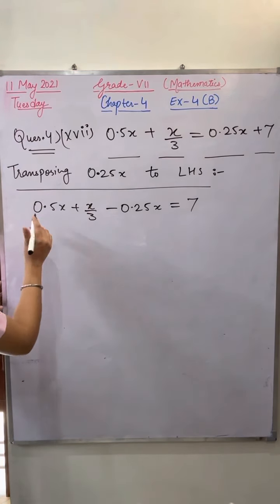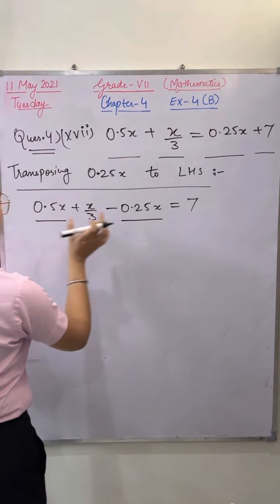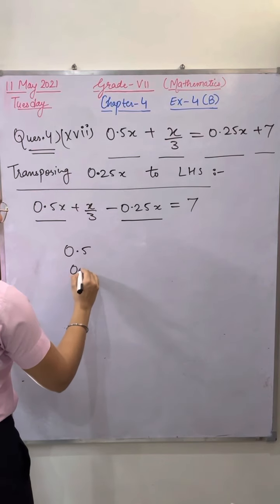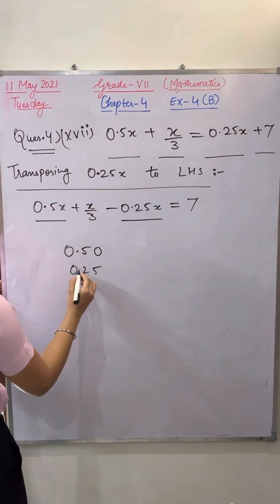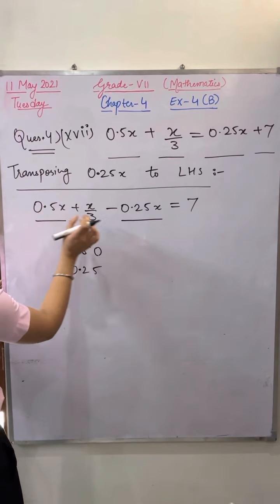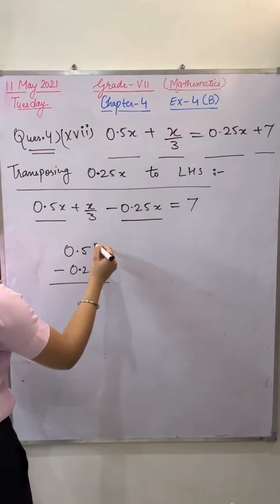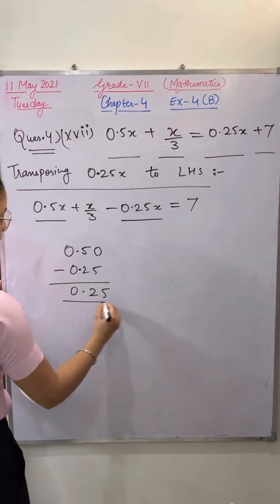Now, this is 0.5x minus 0.25x. So first of all, subtract these two: 0.5 and 0.25. If it is only 5, then make it 0 here. I told you that the number of digits should be the same. So 0.50 minus 0.25. In this way, you can subtract. 10 minus 5 is 5. 4 minus 2 is 2. That is 0.25.